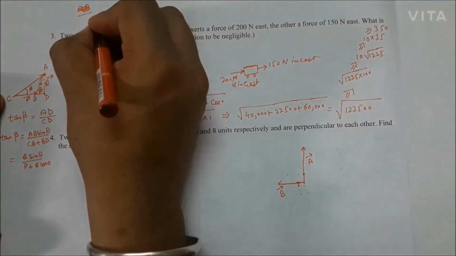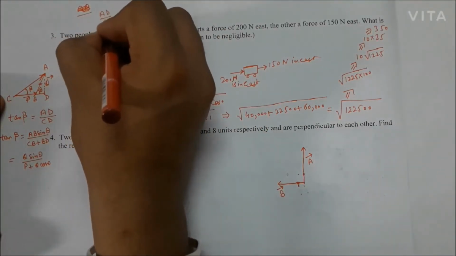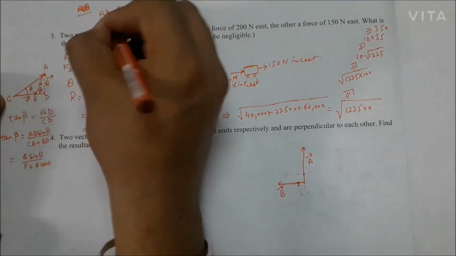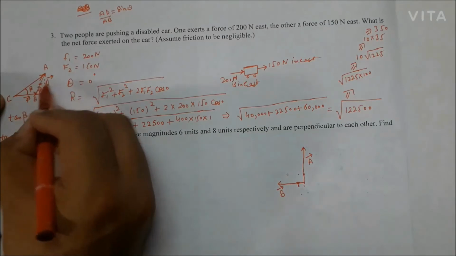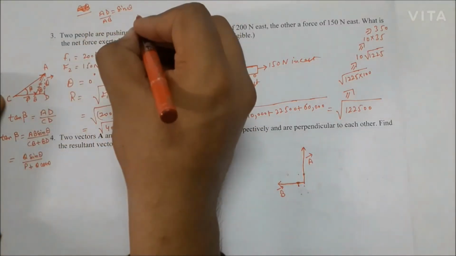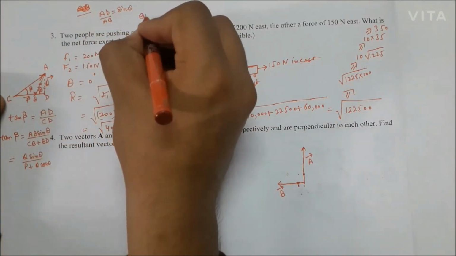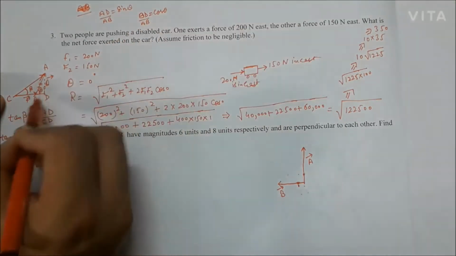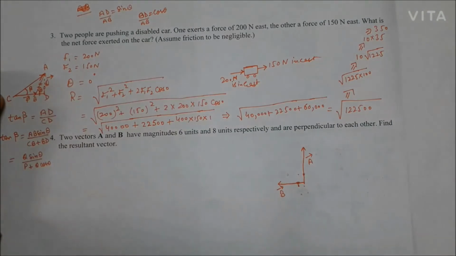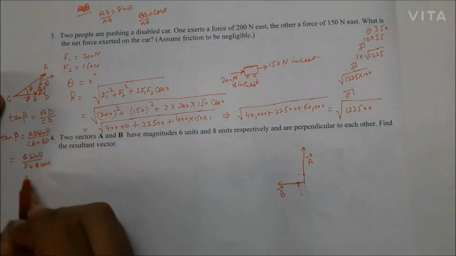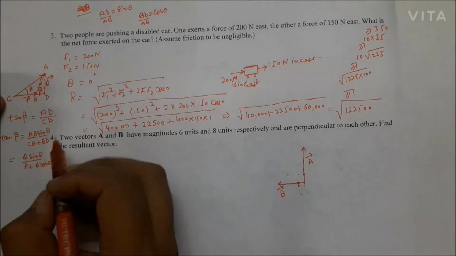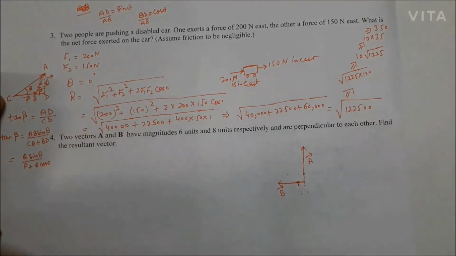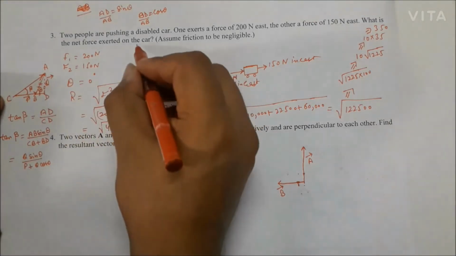AD upon AB is equal to sin theta, perpendicular upon hypotenuse, and BD upon AB is equal to cos theta, base upon hypotenuse. Okay, so with this we get this. Now apply the values here. Your P is 200 newtons and Q is 150. Apply in it and see what comes.